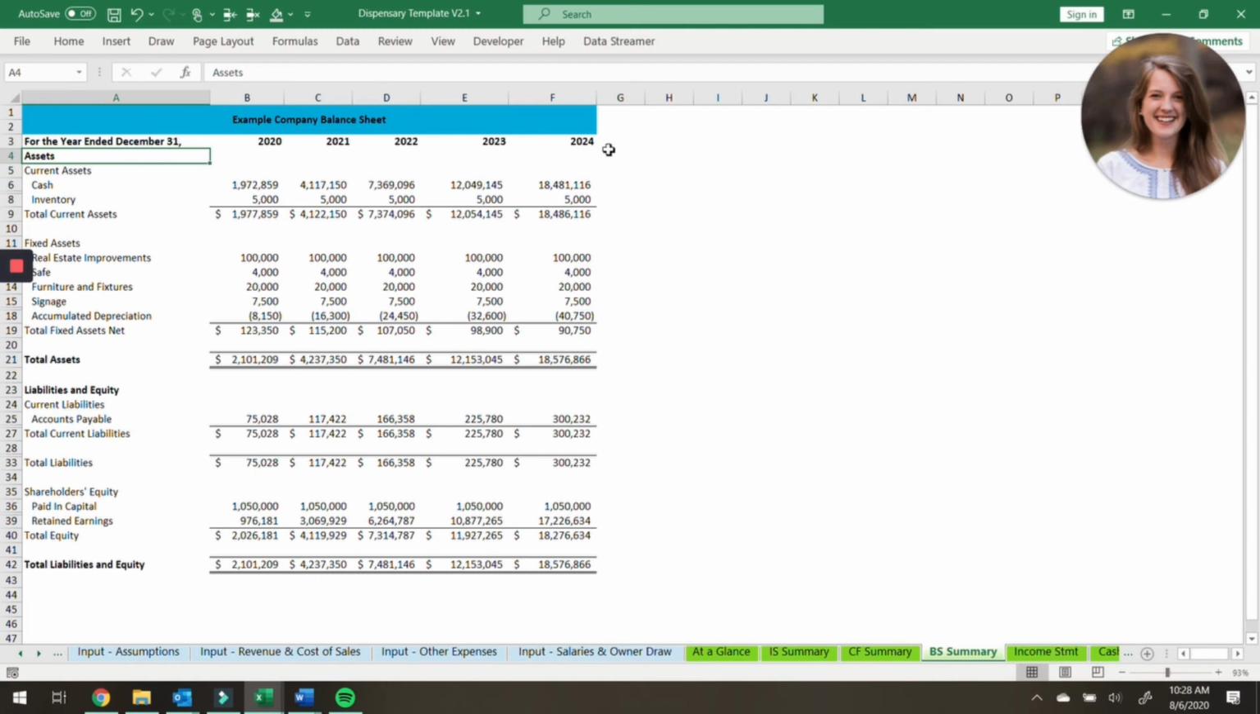One of the features of a ProjectionHub template is you don't have to balance your own balance sheet. It's generally a very time-consuming and frustrating process, so we wanted to build this out. It's always going to balance for you. You don't have to worry about that.